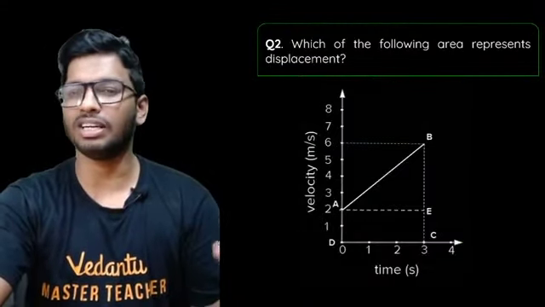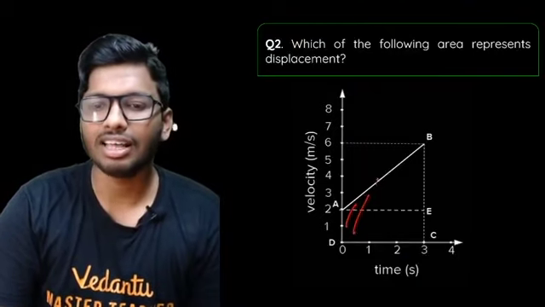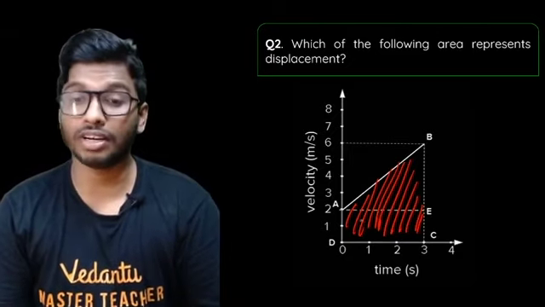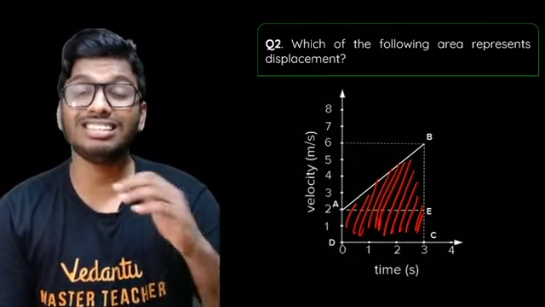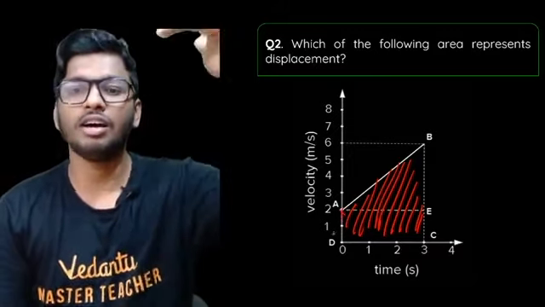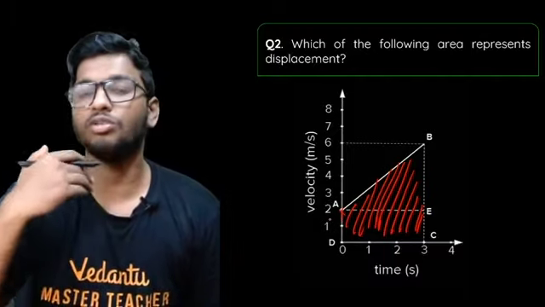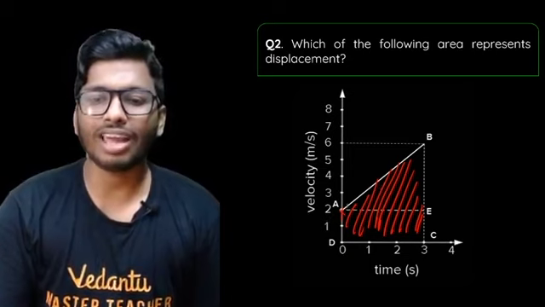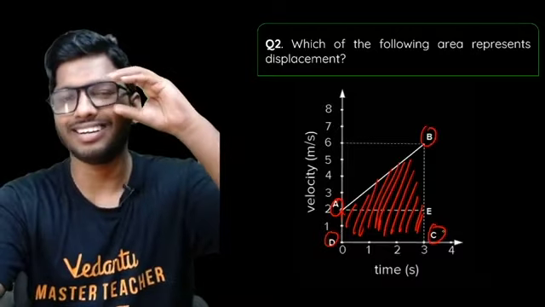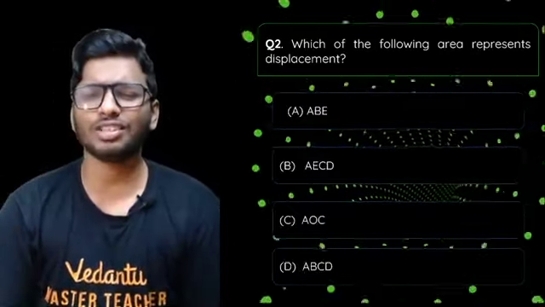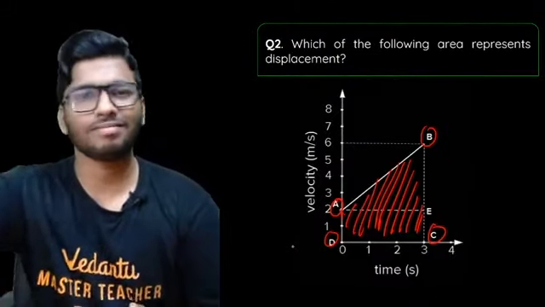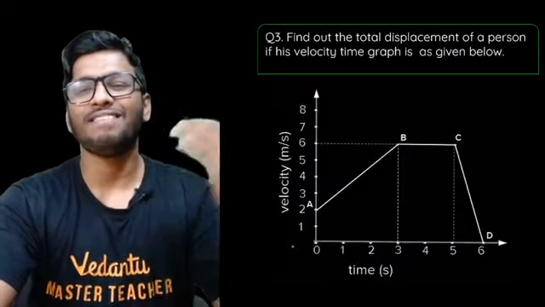The answer to this question is actually pretty straightforward, guys. If you find the area of this entire region, that would give you the displacement of this particular body. Because the body is not starting from zero, its initial velocity itself was 2 meters per second. That means it has already covered a certain distance, so the displacement is also not zero. So if we find the area of ABCD, you'll be able to find the displacement of that particular body. Simple as that. So the answer to this question is ABCD, going in the clockwise direction. That is the answer, guys. With that said, moving on to the next question.